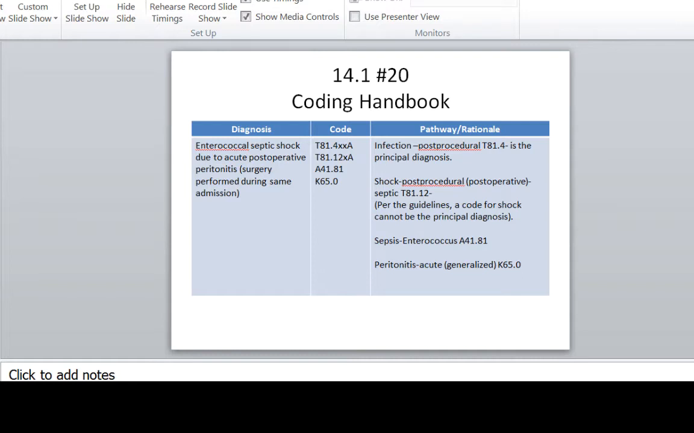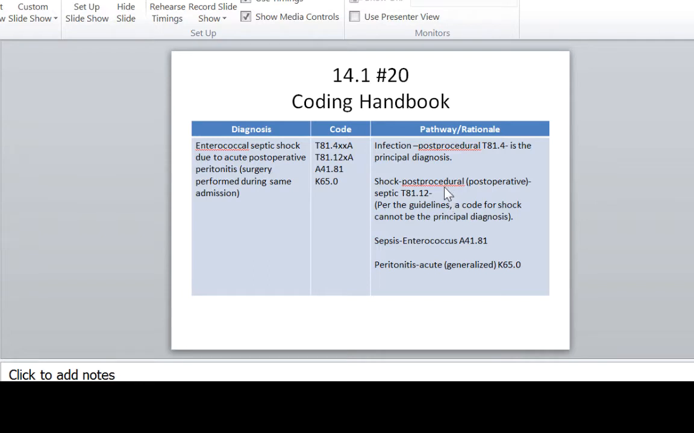The first thing I've done here is show you the pathways. So the first code, infection, post-procedural, because this is due to acute post-operative peritonitis. So the subterm we're looking for is post-procedural, and that'll take us to T81.4, and that will be the principal diagnosis. We'll have to look at how we get these extra characters, and we'll look at that during this podcast.